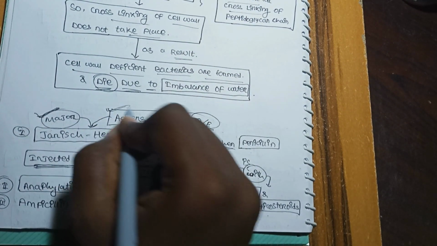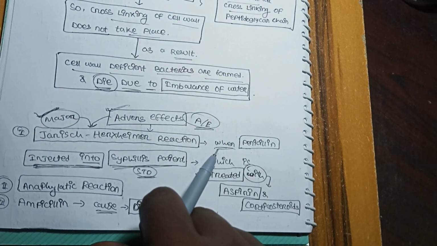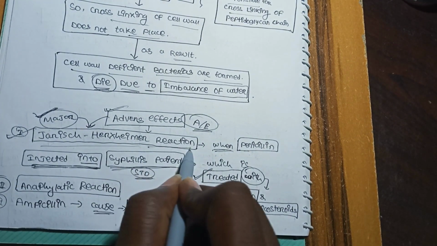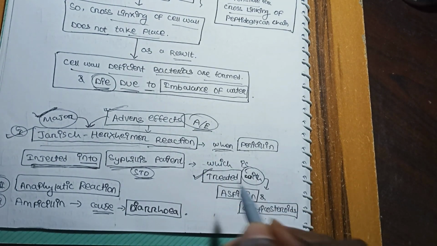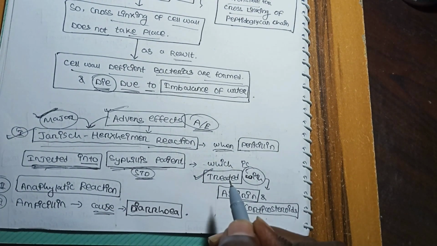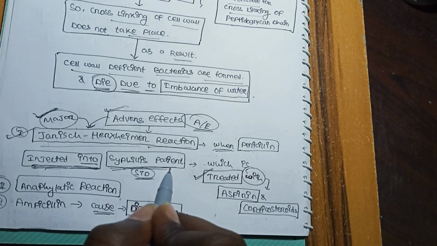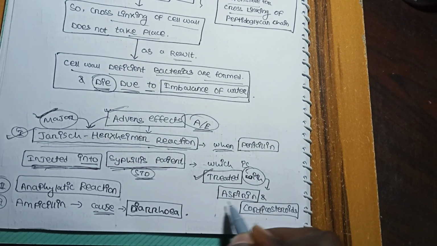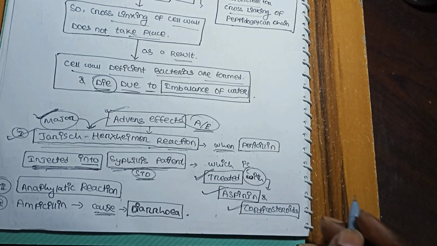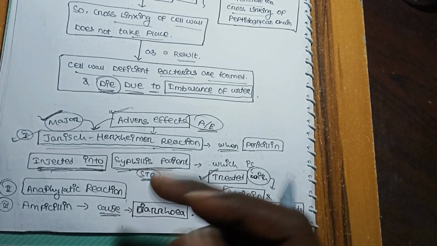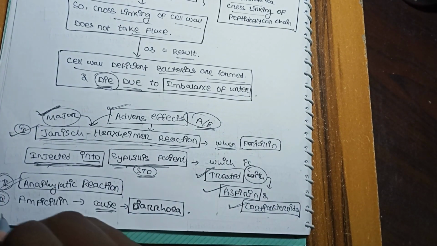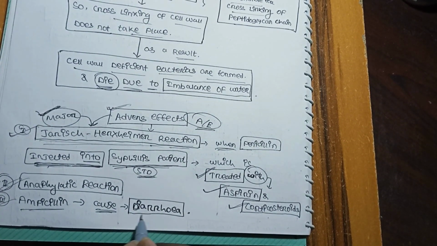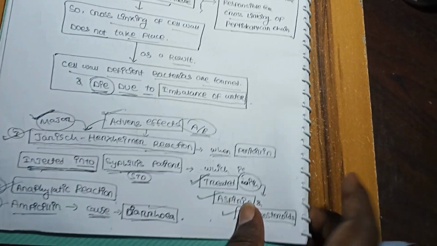Now we can see the adverse effects of penicillin. The major adverse effect of penicillin is the Jarisch-Herxheimer reaction. When penicillin is injected into a syphilis patient, they may develop Jarisch-Herxheimer reactions, which can be treated with aspirin and corticosteroids. Another adverse effect is anaphylactic reactions. Another adverse effect is that ampicillin can cause diarrhea.